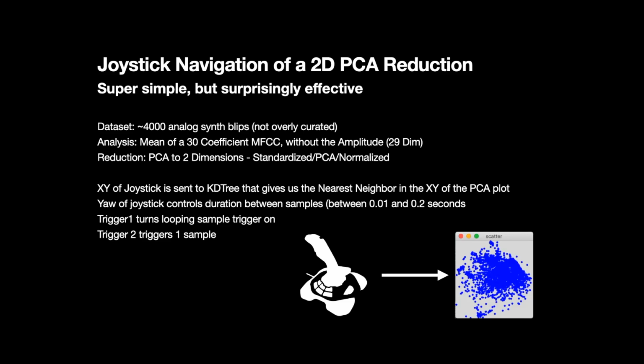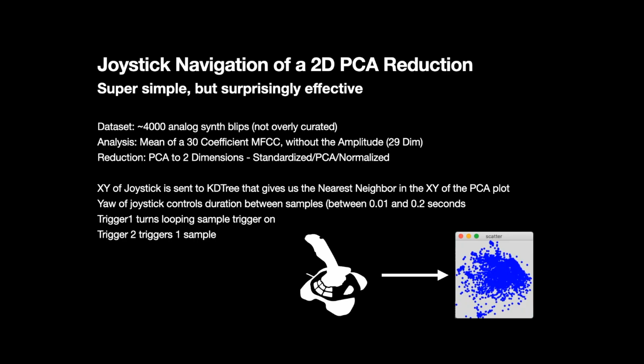So the analysis that I use is a mean of 30 coefficient MFCC. So it's MFCC, and then it goes into the stats, and it pulls out just the mean, and without the amplitude. So it's 29 dimensions, and then I use a PCA to reduce that to 2 dimensions. Standardize before the PCA and normalize afterwards. And then the mapping is super simple. So the XY of the joystick is set to a KD tree that gives us the nearest neighbor in the XY of the PCA plot.